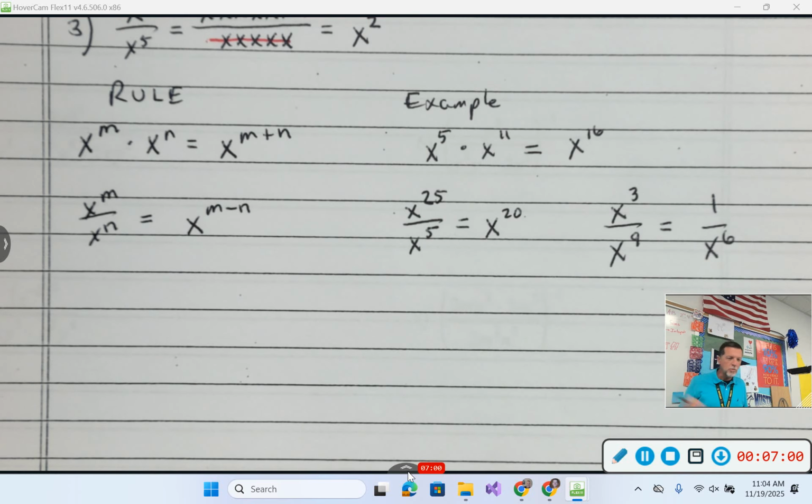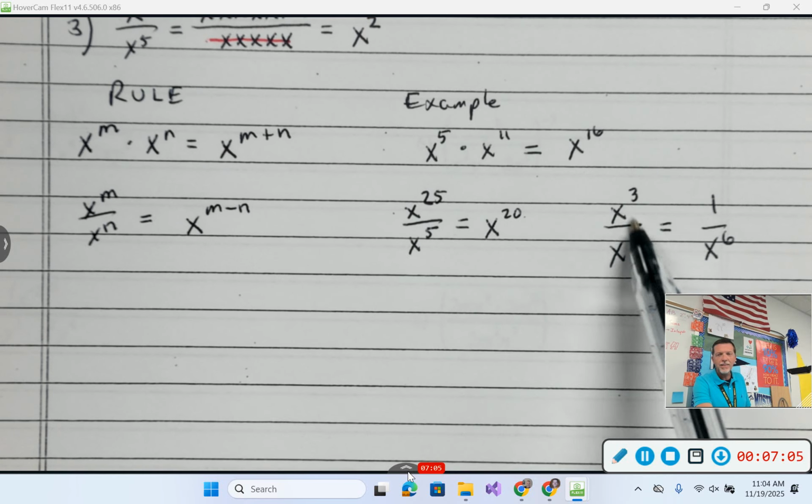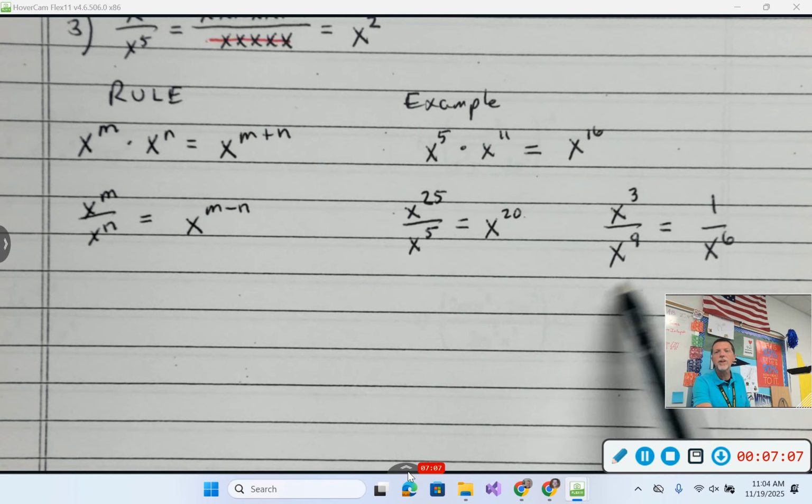Some people try to do too much. They're like, oh, 3 over 9, that reduces. I guess it does, but that's not 3 over 9. That's x cubed over x to the 9th.